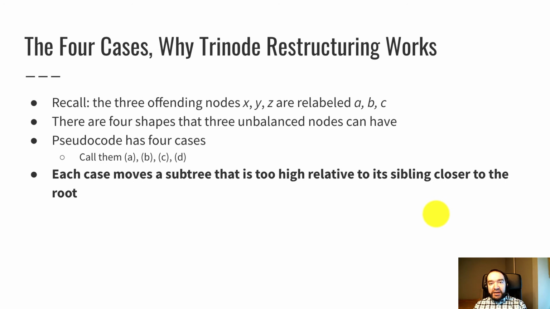So the reason why an imbalance happens is because in this neighborhood of A, B, and C and its descendants, one of those subtrees is too high relative to its sibling. That's what's causing the imbalance problem. And in every case, this restructuring moves that closer to the root to be on a level with a sibling that's higher so that the imbalance goes away.